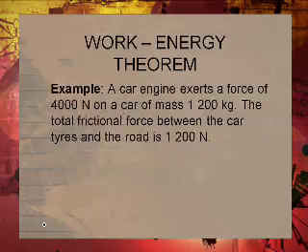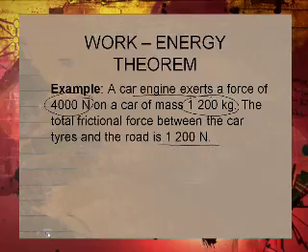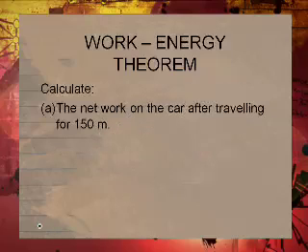Okay. Now, another example is this one. I may not have enough time on it, but let me start from it when we come back there. Maybe let me just unpack a few things here. It says a car engine exerts a force of 400 newtons on a car of mass 1,200 kilograms. The total frictional force between the car tires and the road is 1,200 newtons. Then calculate the net work on the car after traveling 450 meters.